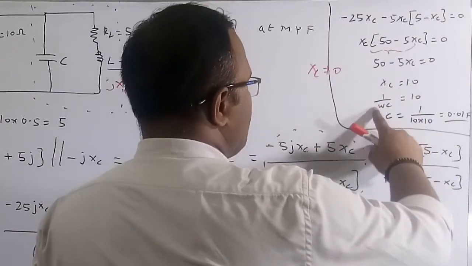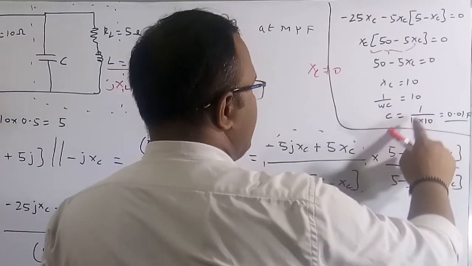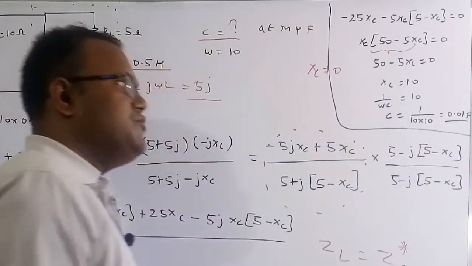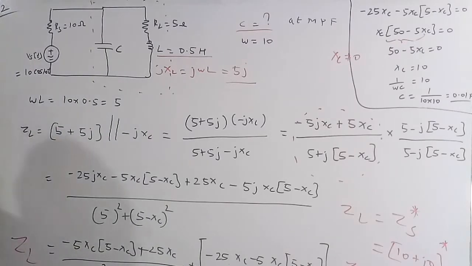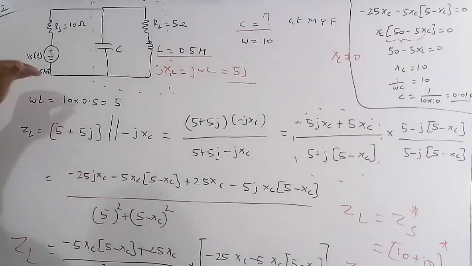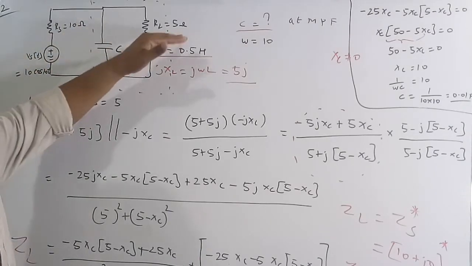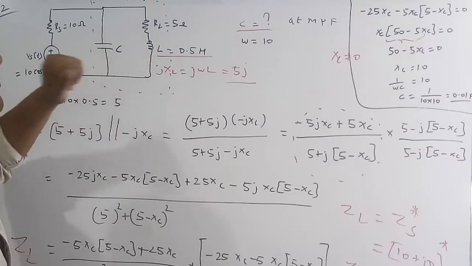So XC is 1 by omega C, which is equal to 10. C is equal to 1 by omega into 10, and omega is 10. So 1 by 10 into 10 is 0.01 farad. If you place a capacitor of 0.01 farad, then the maximum amount of power can be transferred from this source to the load. Only RL is going to consume the active power, but not the inductor and the capacitor.